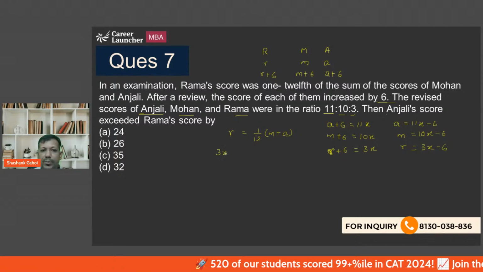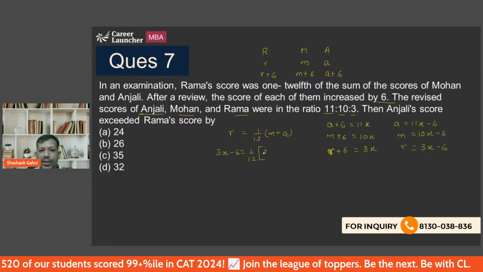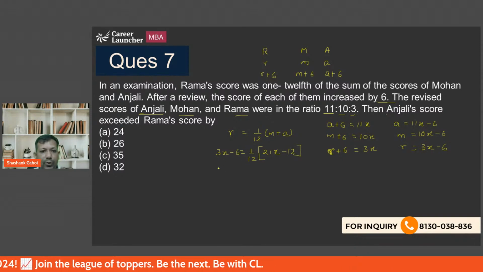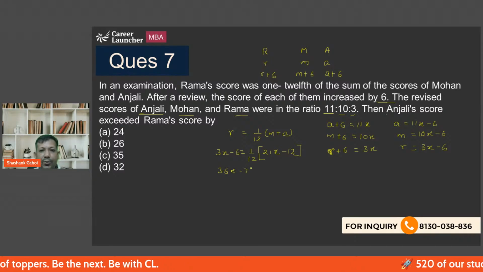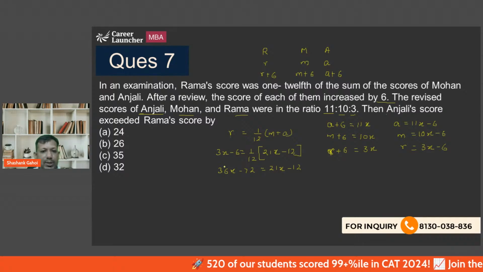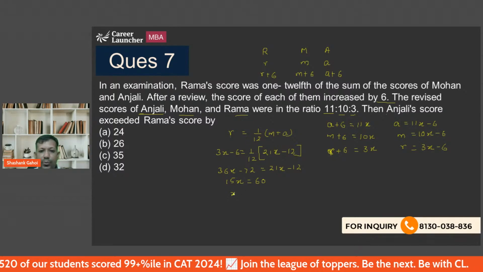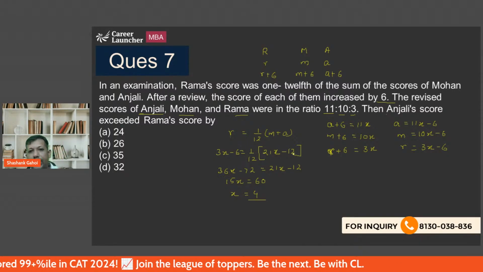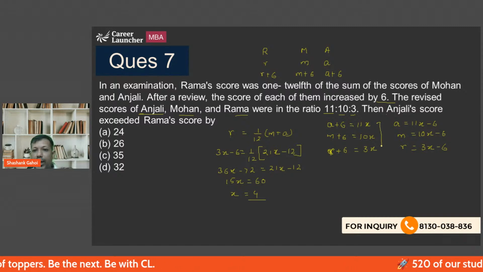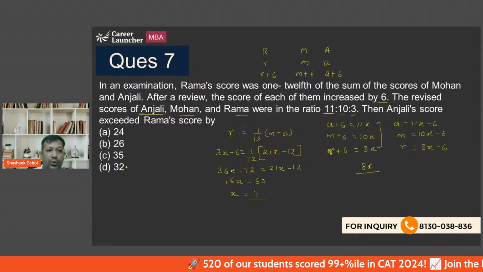Now I'm directly going to place that value in the first equation. So 3x minus 6 is equal to 1 by 12 of Mohan and Anjali, that is 21x minus 12. So I'm going to get 36x minus 72, and that's equal to 21x minus 12. So this is going to be 15x equal to 60. So x comes out to be 4. What is the difference between Anjali's score and Rama's score? That is going to be 8x. So 8x is equal to 8 into 4. That's going to be 32.